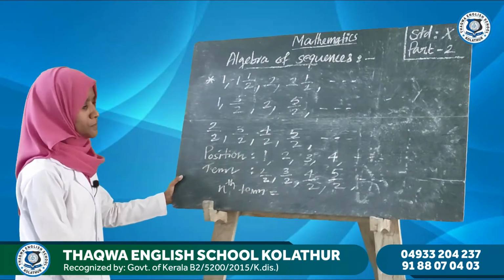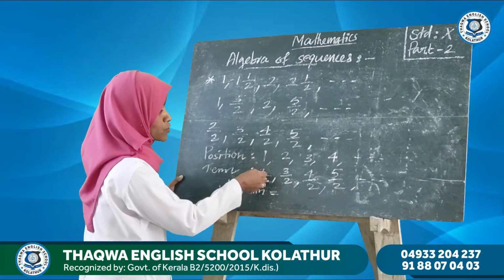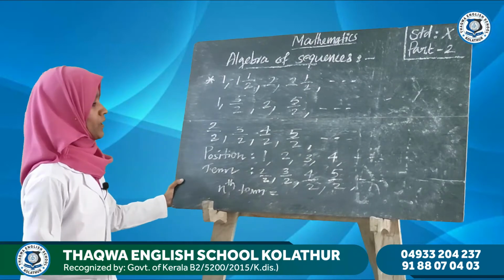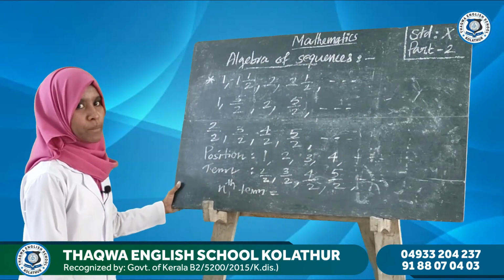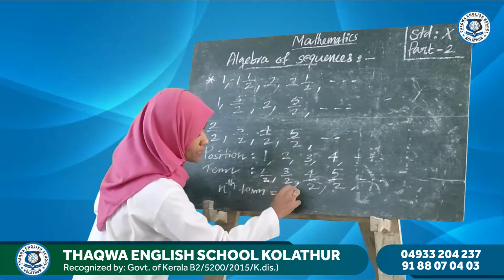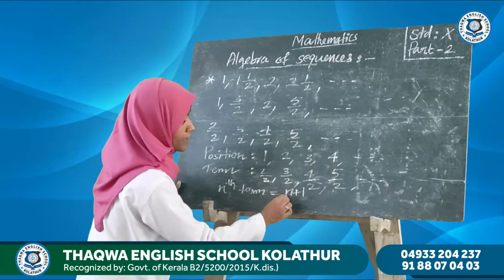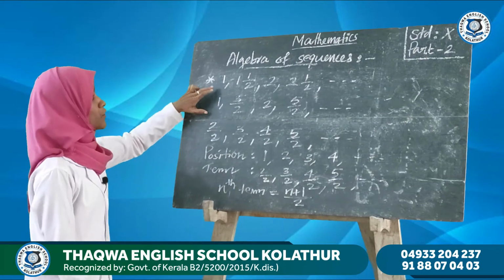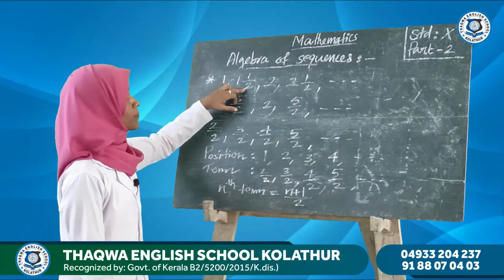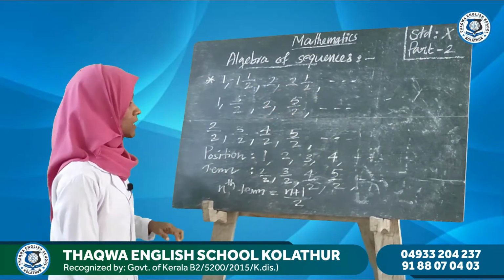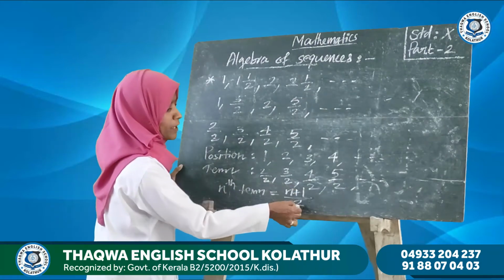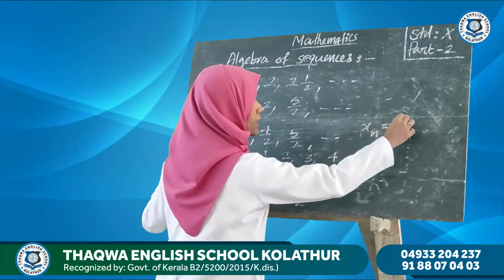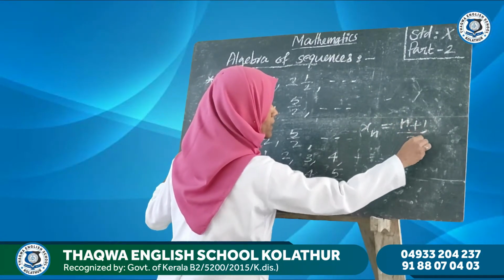nth term is 1 becomes 2, 2 becomes 3, 3 becomes 4, 4 becomes 5. Can you say? Yes. This is n plus 1 divided by 2. That is the algebra of the sequence 1, 1, 1 by 2, 2, 2, 1 by 2, etc. It is n plus 1 by 2. Or we can write xn equals n plus 1 by 2.